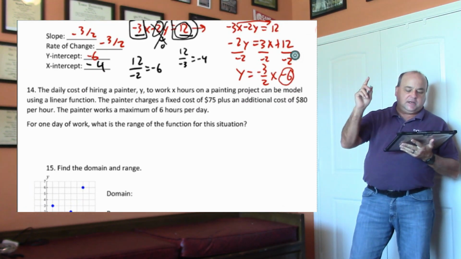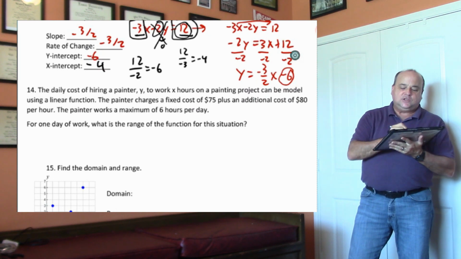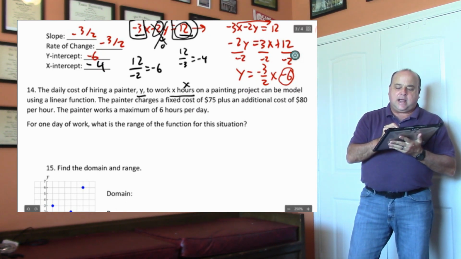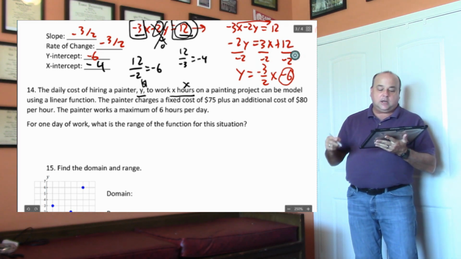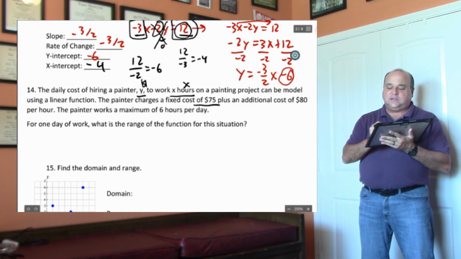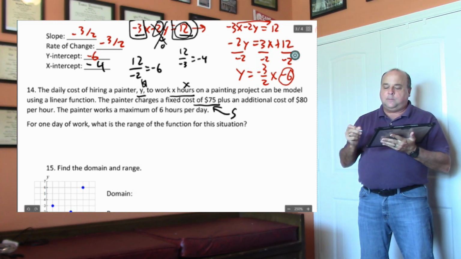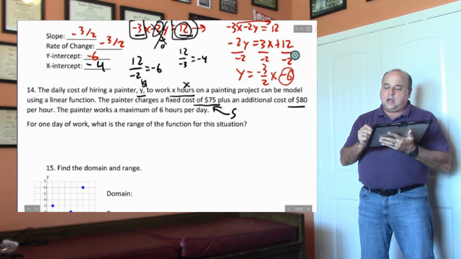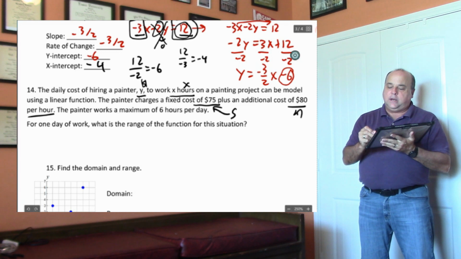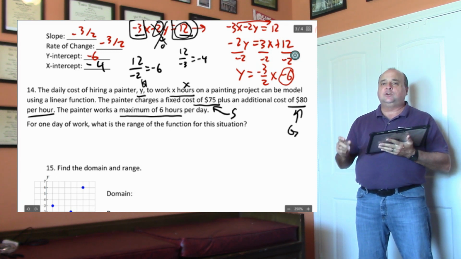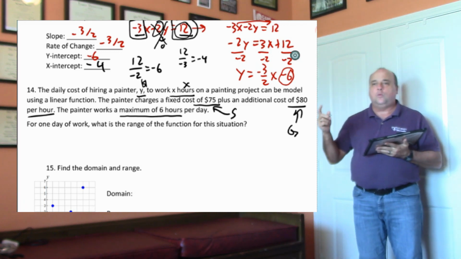Okay. The daily cost of hiring a painter, y. So this is the total cost to work x hours. So x is our hours. And the y is going to be our dollars. The painter charges a fixed cost of $75. That's our starting number. The charge plus $80 per hour. That's our growing number, isn't it? And the painter works a maximum of 6 hours per day. So that's the most he's ever going to work.